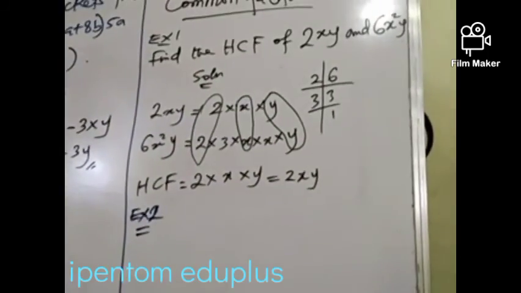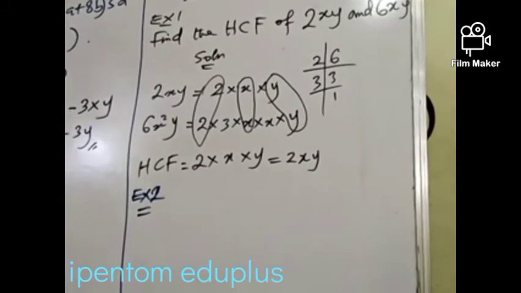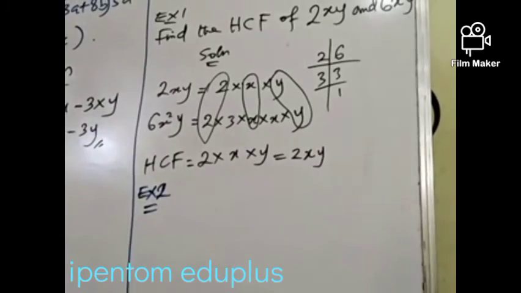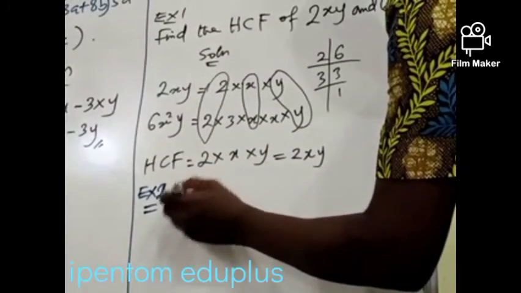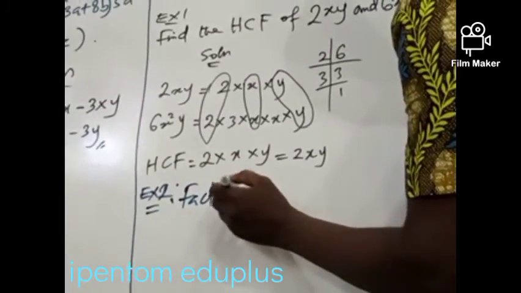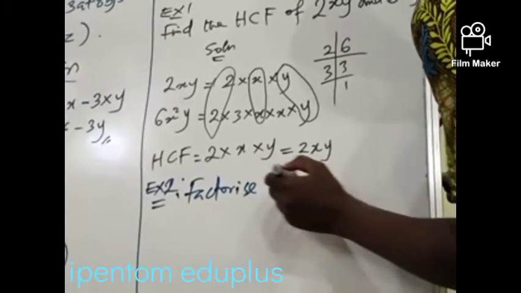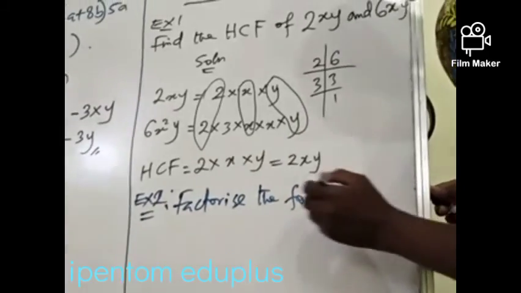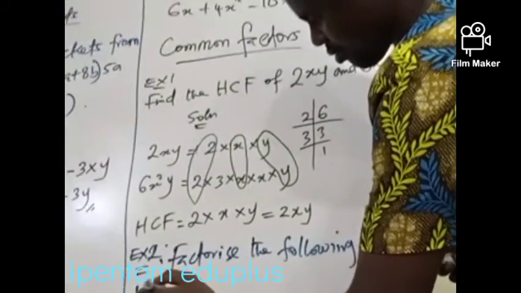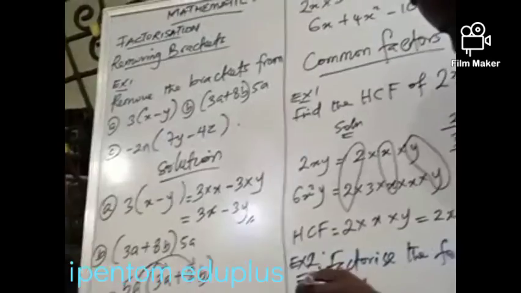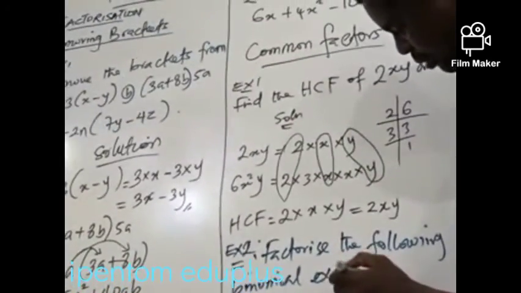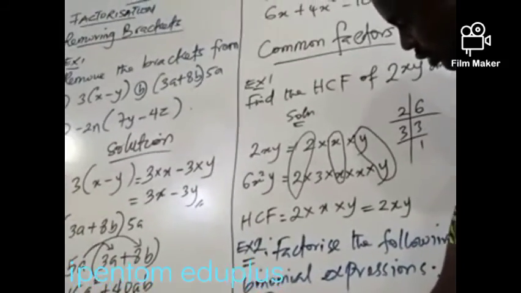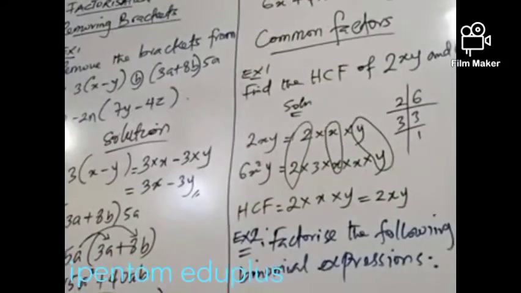For example, if we have a question that says factorize the following binomial expressions. Binomial expressions are expressions that have only 2 terms. So we are going to write the first one.